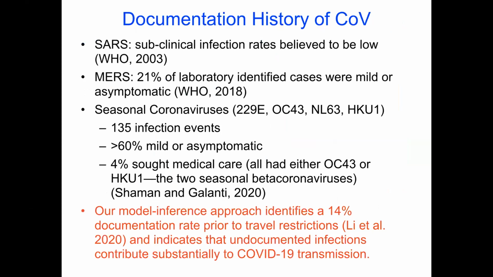So it's worthwhile stepping back and taking a look at this in the context of other coronaviruses. We've had 6 other coronaviruses that have actually infected humans. SARS-1, which emerged in the early 2000s, was very severe. It had a very high case fatality rate, but it didn't produce subclinical infections. In other words, there weren't people who were undocumented infections.